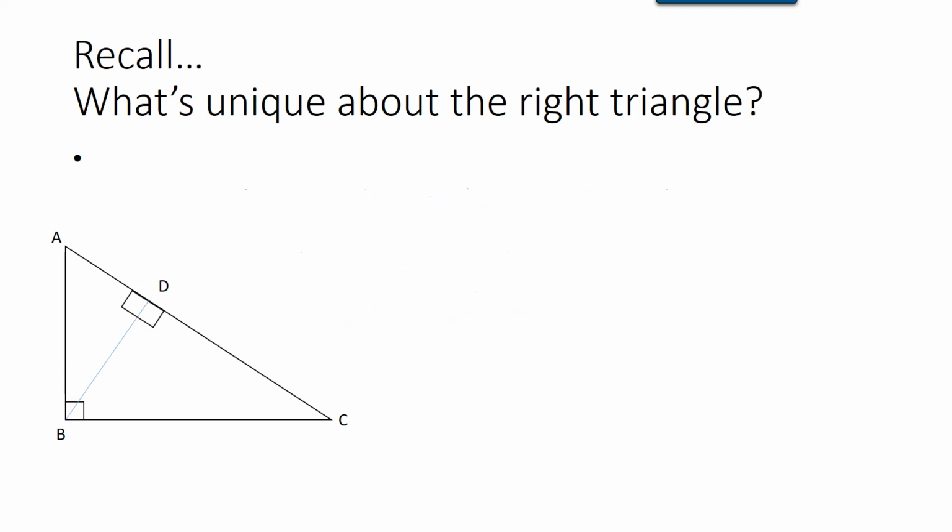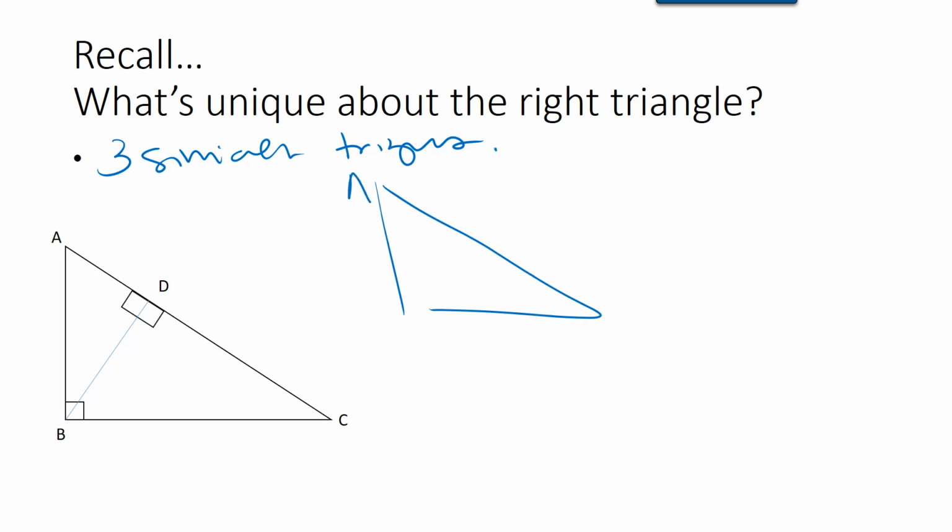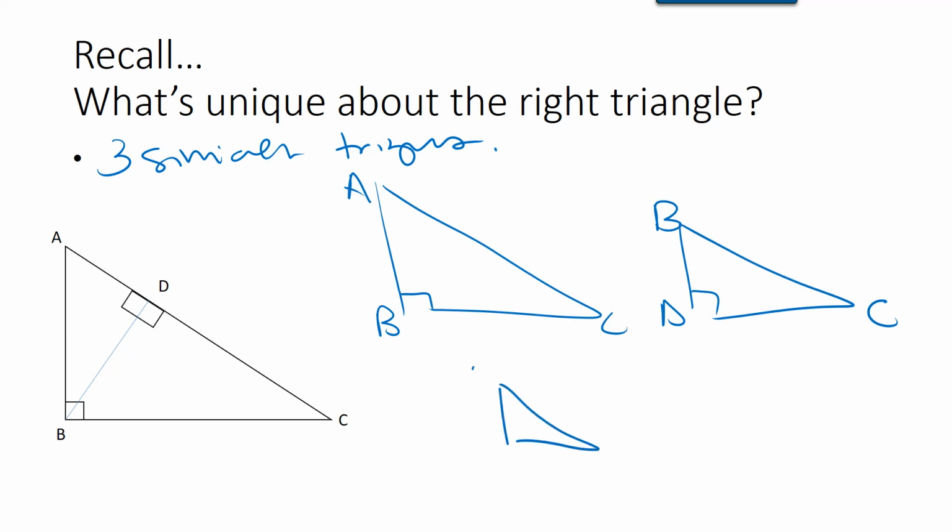Okay, so recall this is from yesterday. What's unique about the right triangle and the altitude? Well, we get 3 sets of similar triangles. And we talked about this yesterday. We have the big one, A, B, C. We have the medium one, B, D, C. And we have the small one, A, D, C. So here's our 3 triangles.